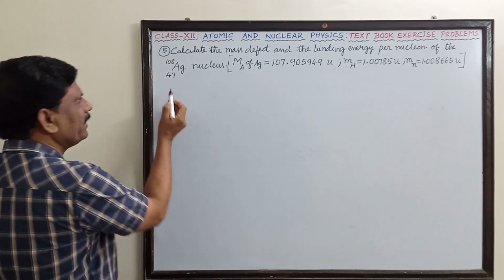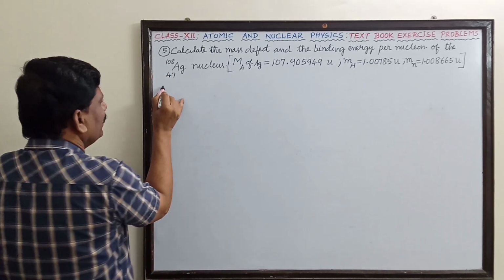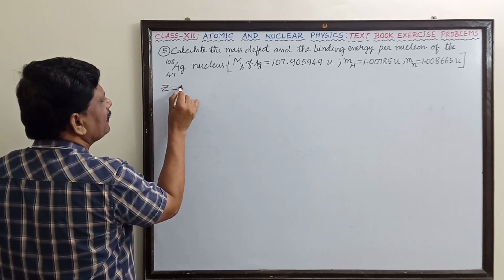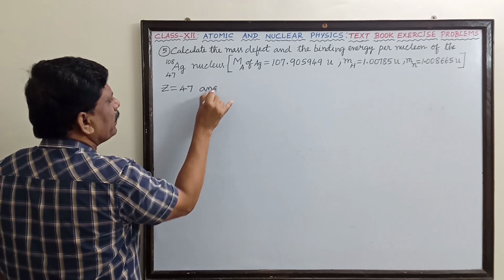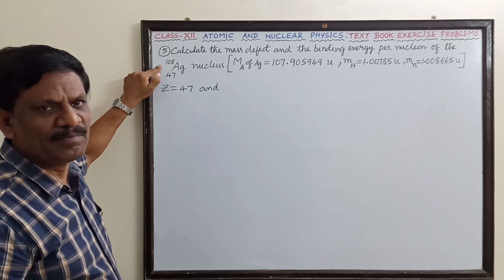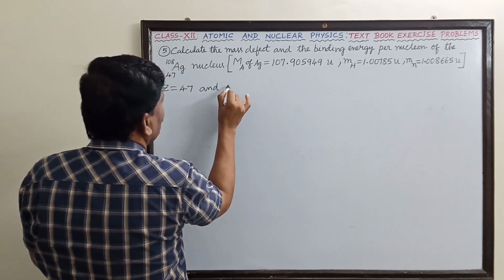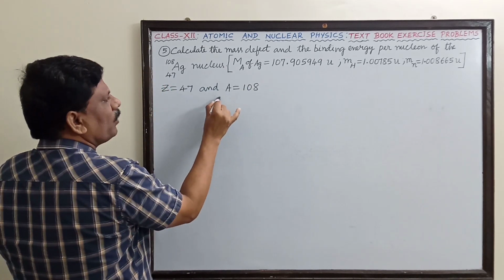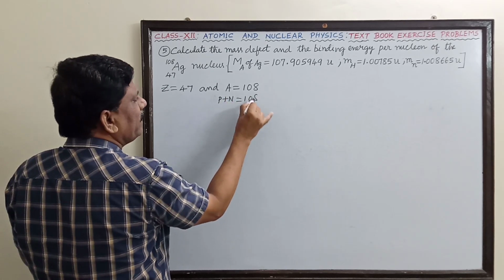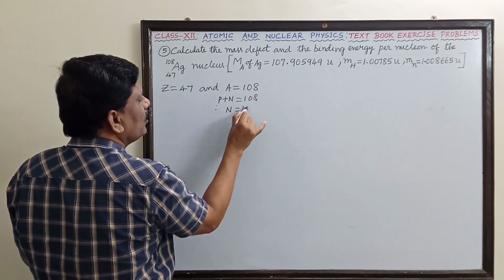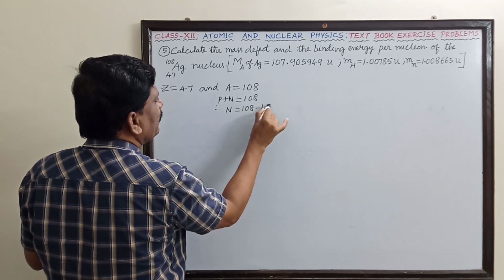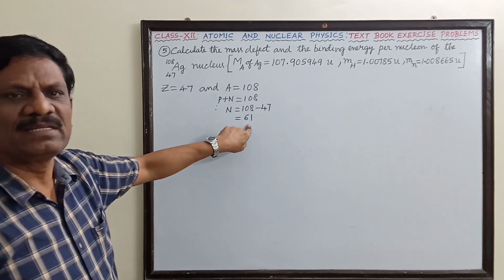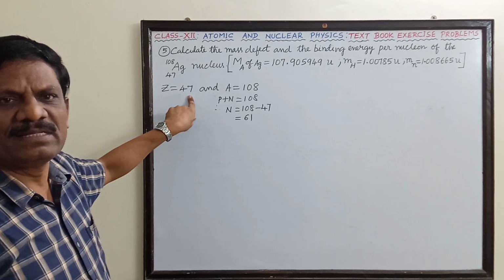Now before that, what does this number 47 indicate? It is Z, the atomic number, or number of protons. So the number of protons is equal to 47. And what does this number 108 mean? It is the mass number, A, is it not? A is equal to 108. This includes protons plus neutrons, equal to 108. Therefore, the number of neutrons is equal to 108 minus 47, and that is equal to 61. So the number of neutrons present is 61, and the number of protons present is 47.